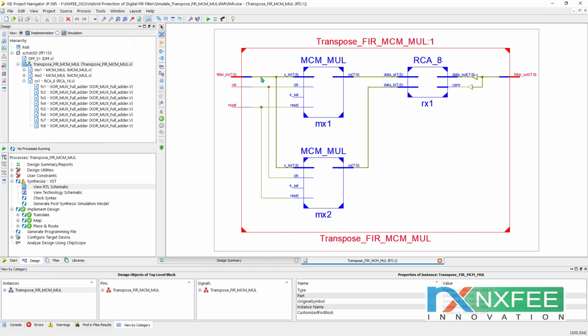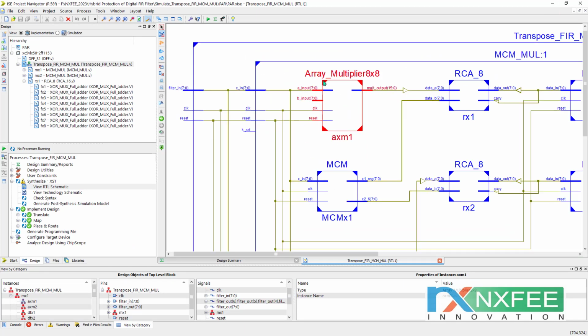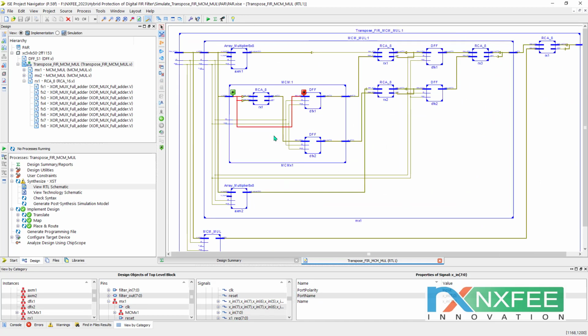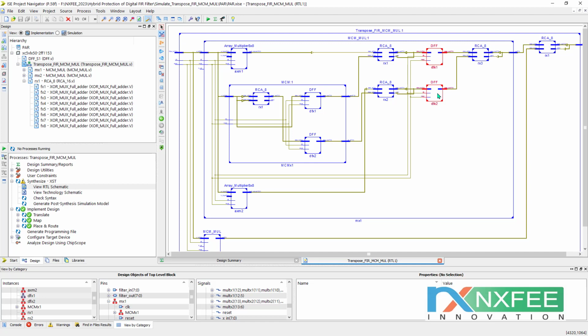Here the filter input is directly given to the 2 multipliers; we have not created any delay. The internal architecture of this block starts with the multiplication. Here MCM is also a multiplier-less architecture, and these 2 multipliers we have used. The input is directly given to the multiplier, and the multiplier output will start with the addition. After that we created a delay, and after that the final additions will occur.